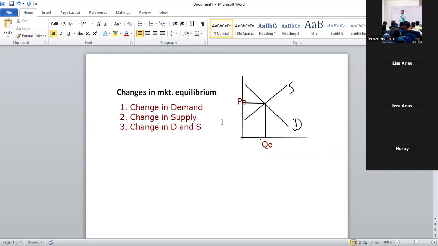Now change in demand while the supply remains constant. Let's say demand has been shifted to the right, to D1. So demand has been shifted to the right. Demand increased.